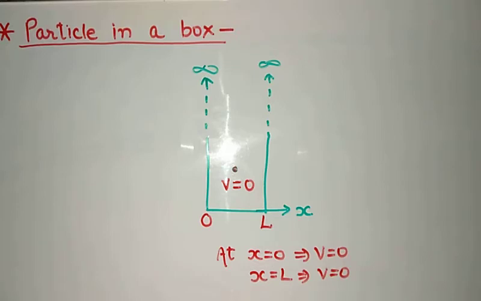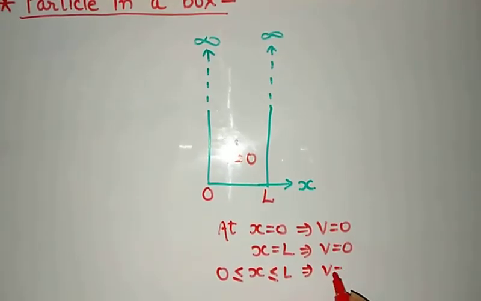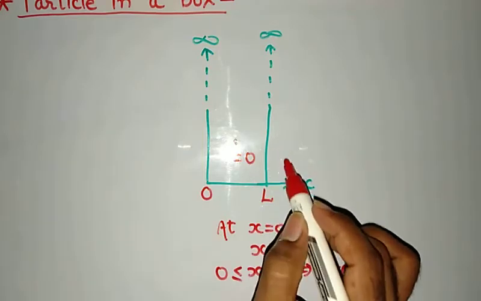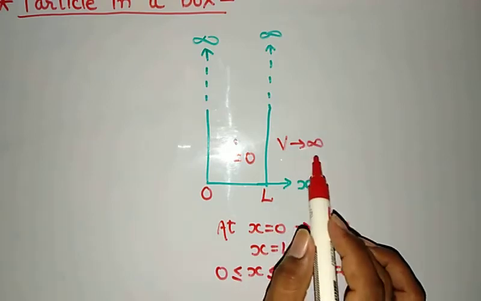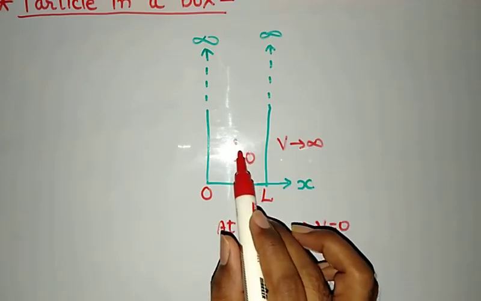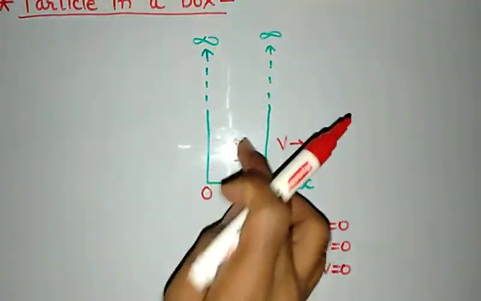So we can say that in the region 0 to L, the value of potential energy is 0. This is potential energy, or we may say interaction energy, and it is also clear that V tends to infinite. It means interaction energy will be infinite for this particle if it comes out. But since this is infinite, we will deal in this box only.